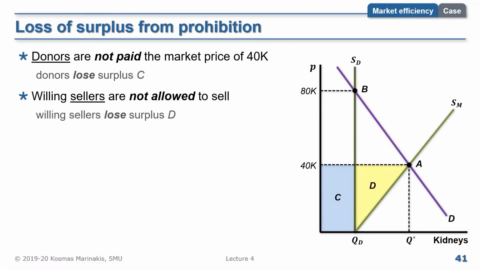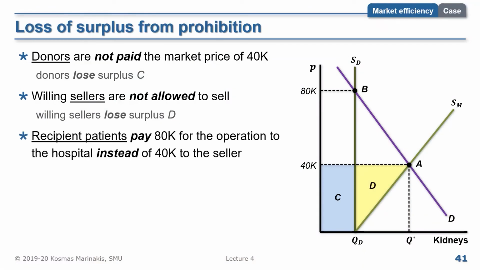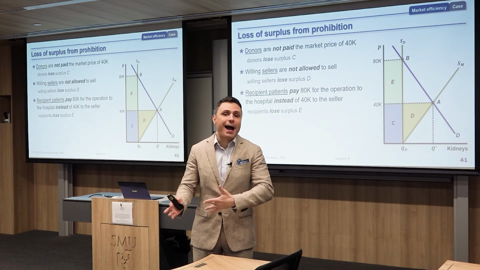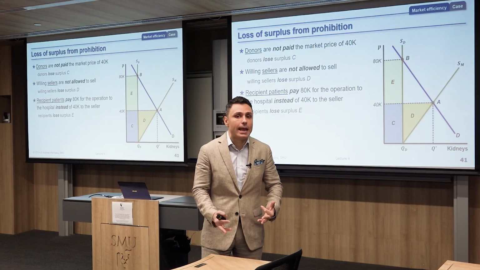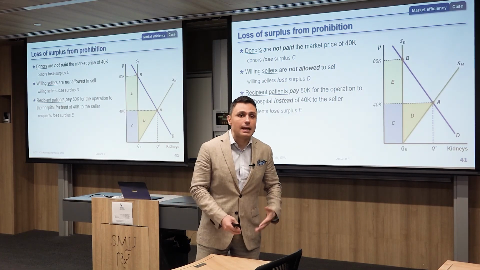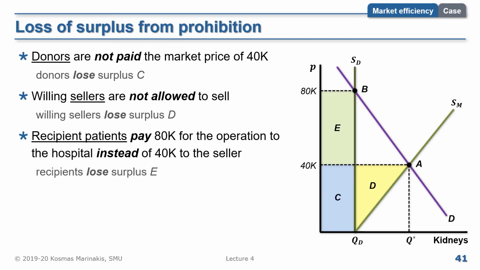All right, then you have the recipients, who now pay 80,000 to the hospital instead of 40,000 just to the seller. So E is not distributed to the donors, it goes to the hospitals, which are neither sellers nor buyers, they just intermediate in this case. So we can take this as a deadweight loss as well.